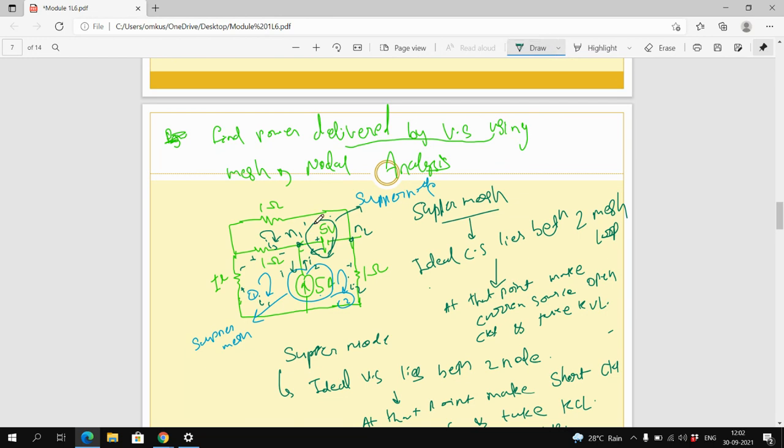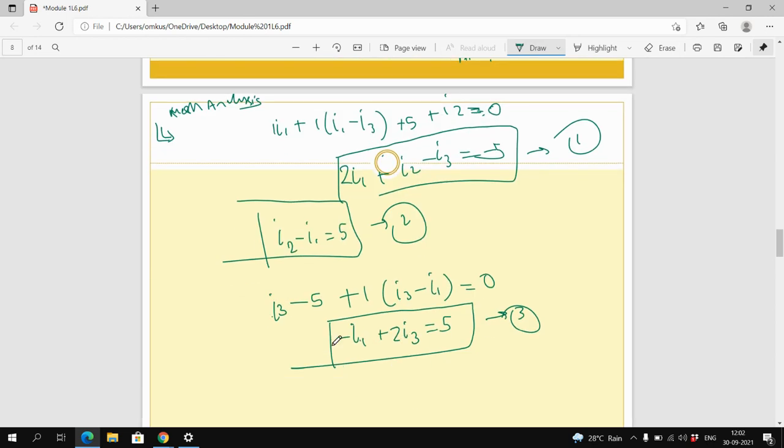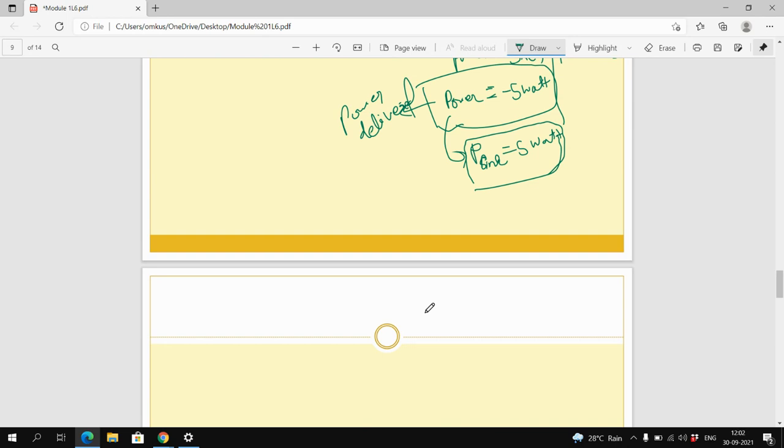Okay, so this is power absorbed, not power delivered, by this voltage source. In negative terms, that means it does not deliver power, it consumes power, so it is a sink. What is the answer? The answer is 5 watt.